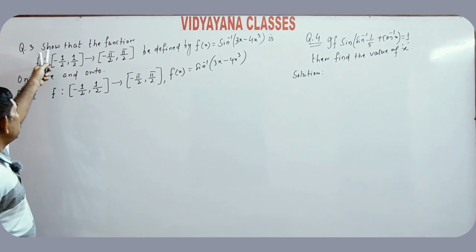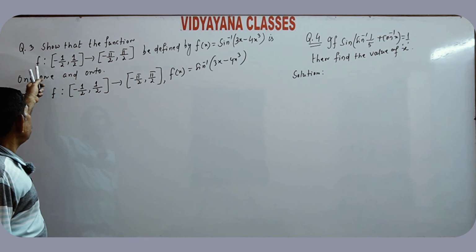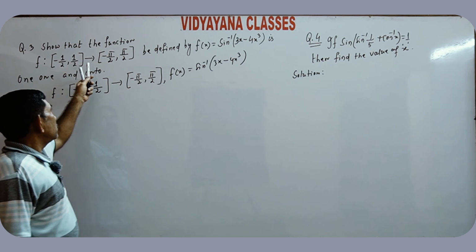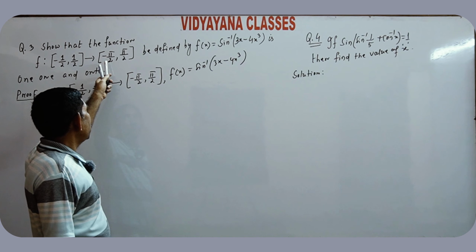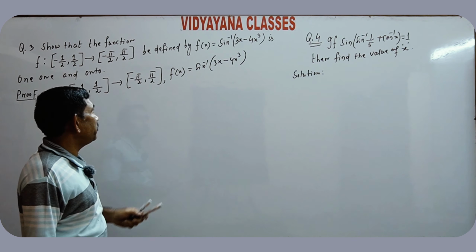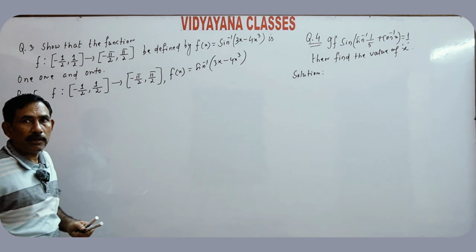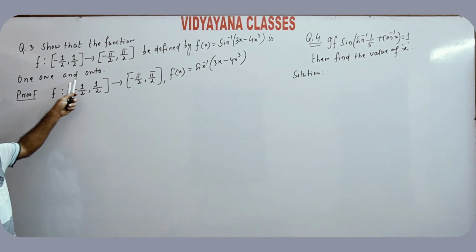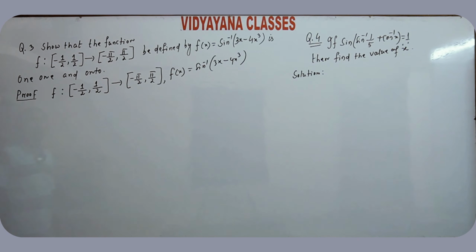Question number 3. The function f from [-1/2, 1/2] to [-π/2, π/2] is defined by f(x) = sin⁻¹(3x − 4x³). Prove that it is one-one and onto.